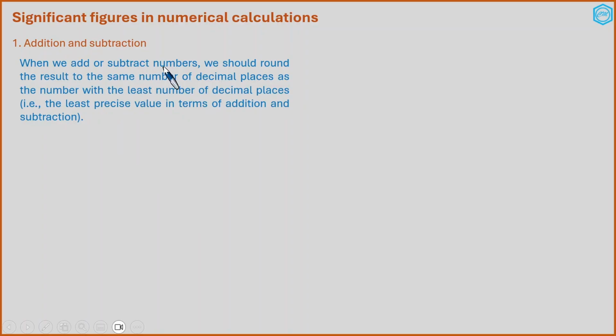When we add or subtract numbers, we should round the result to the same number of decimal places as the number with the least number of decimal places. Remember, in addition and subtraction, we consider the number of decimal places. Once again, when we add or subtract numbers, we should round the result to the same number of decimal places as the number with the least number of decimal places. That is, the least precise value in terms of addition and subtraction.